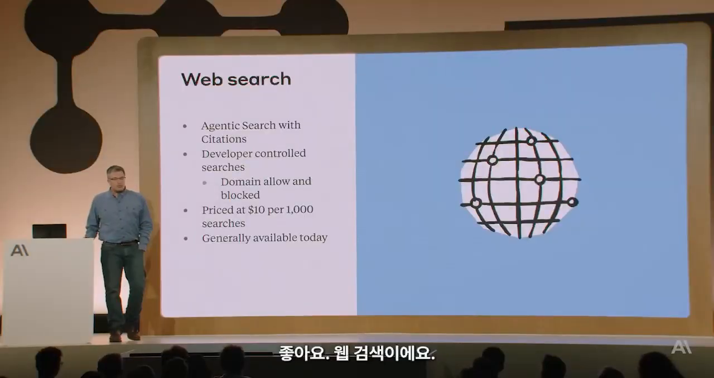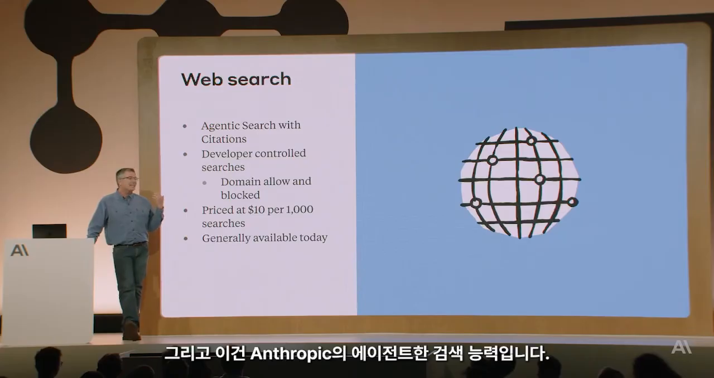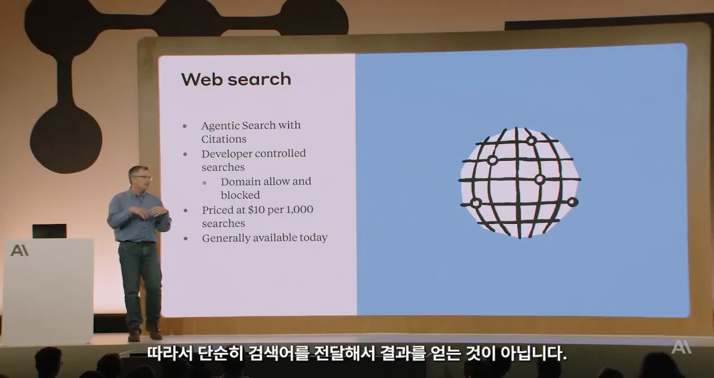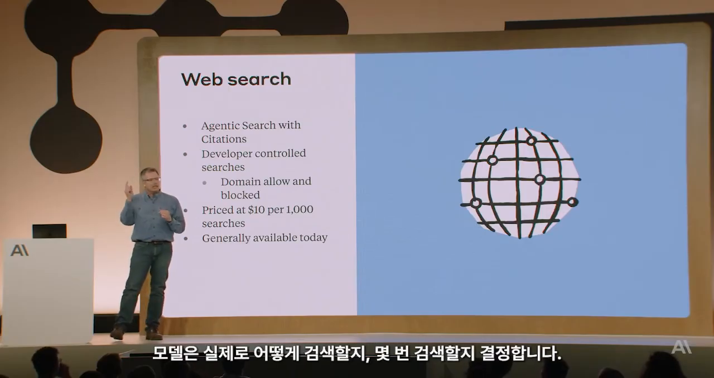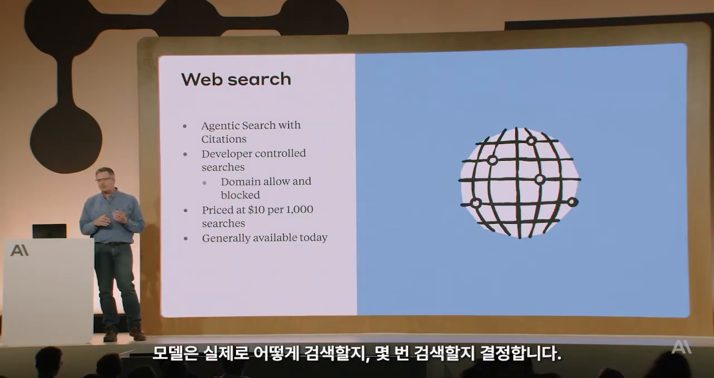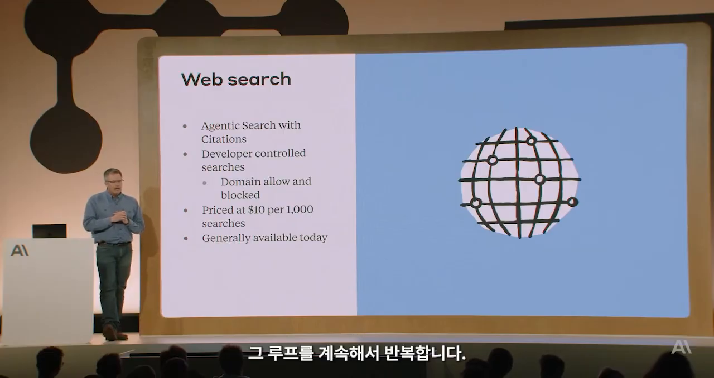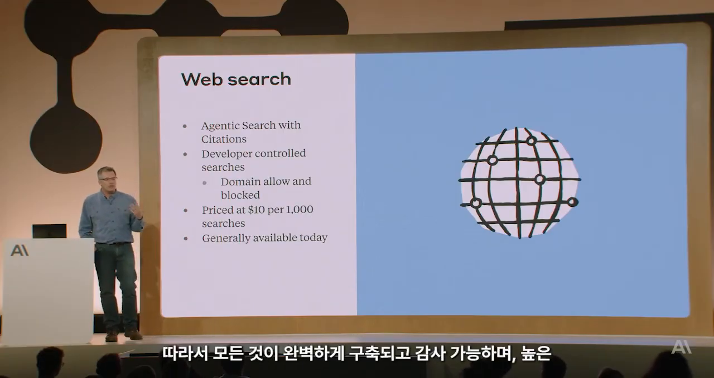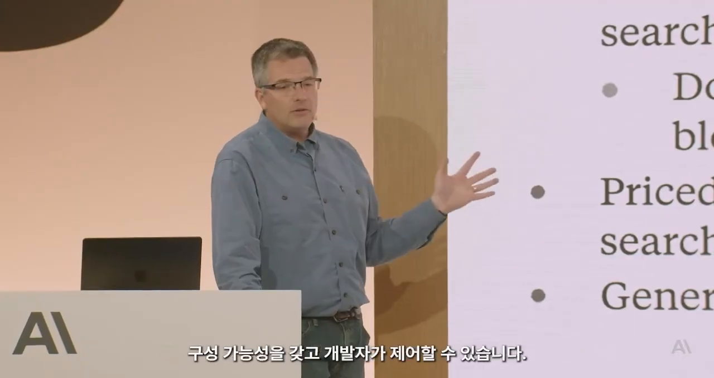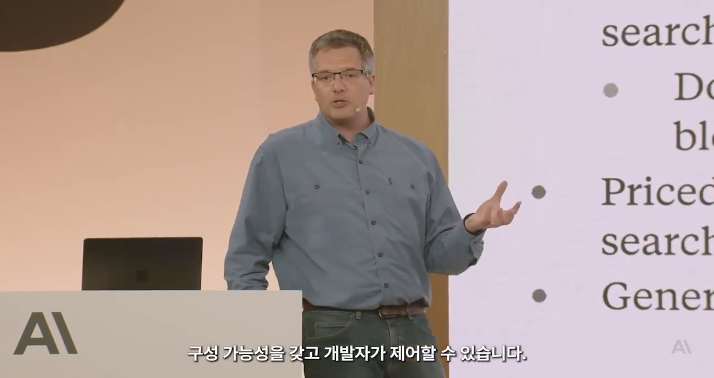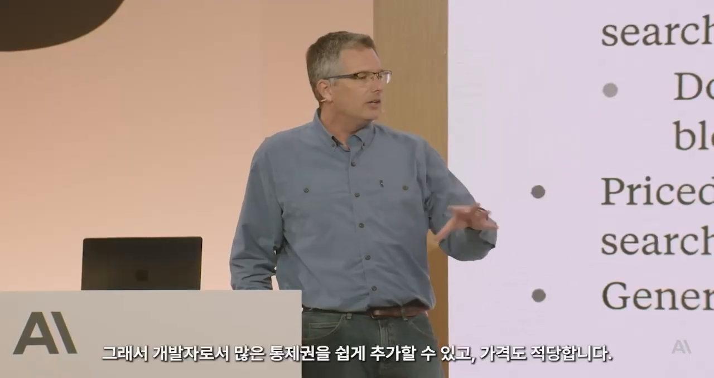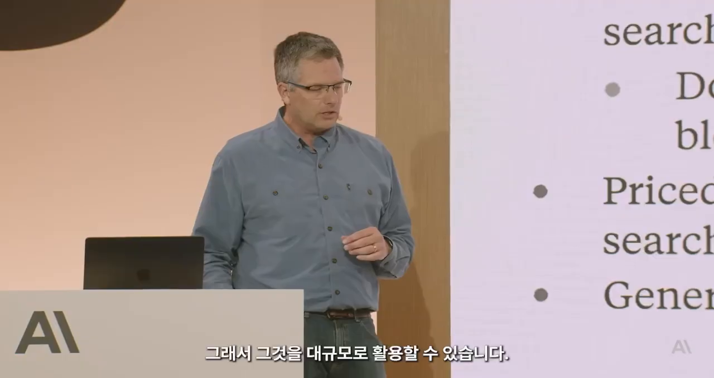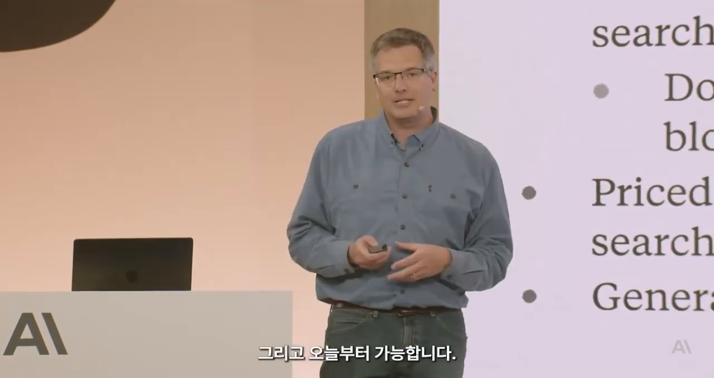Okay, so that's web search, and it's Anthropic's agentic search capabilities. So it's not just simply passing a search query and getting a result. The model is actually deciding how to search, how many times to search, doing that loop over and over again. And that's done with our citation support, so everything there is fully grounded and auditable. And it's highly composable, developer controlled, so it's very easy to add. You can have a lot of controls as developers. And then it's reasonably priced, so you can use that at scale, and that's available today.